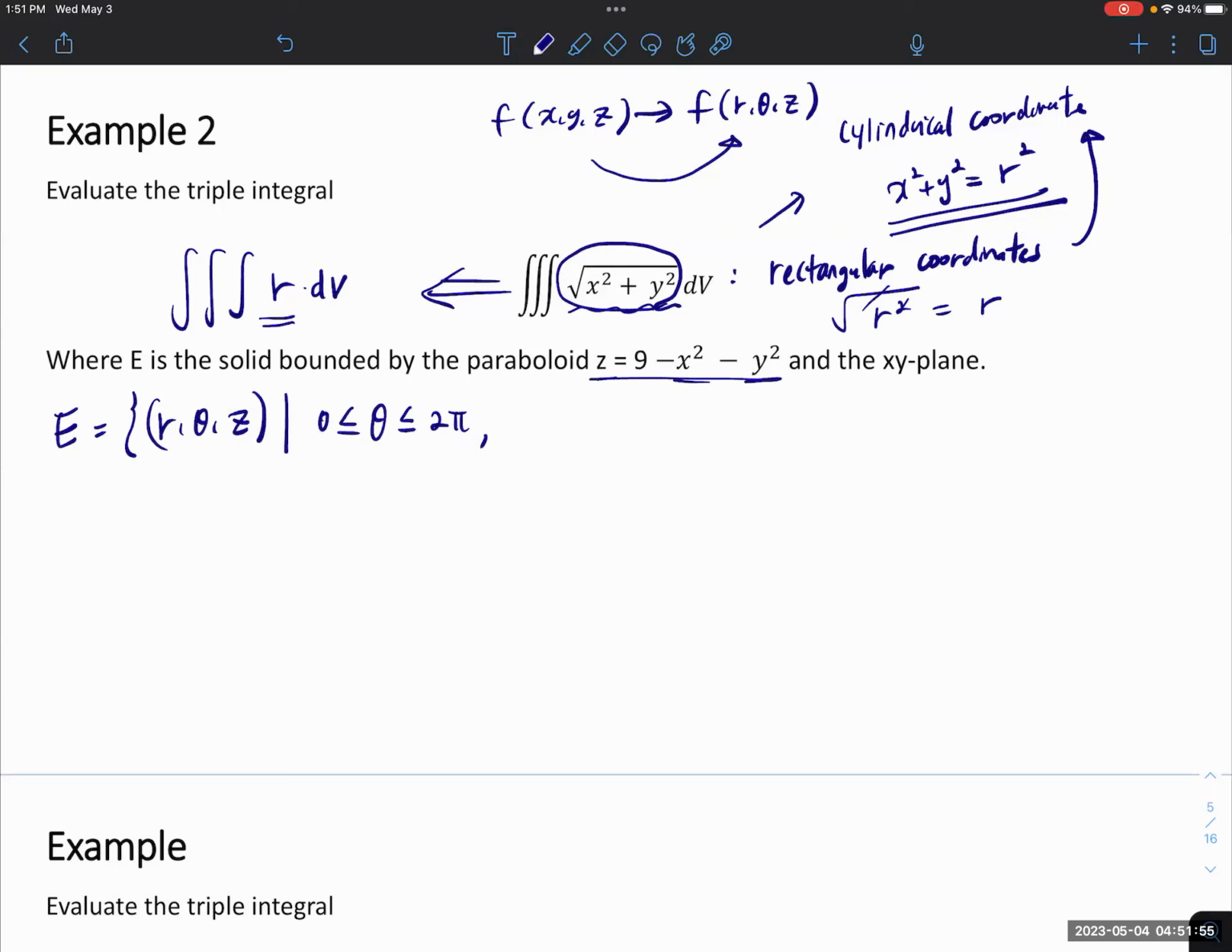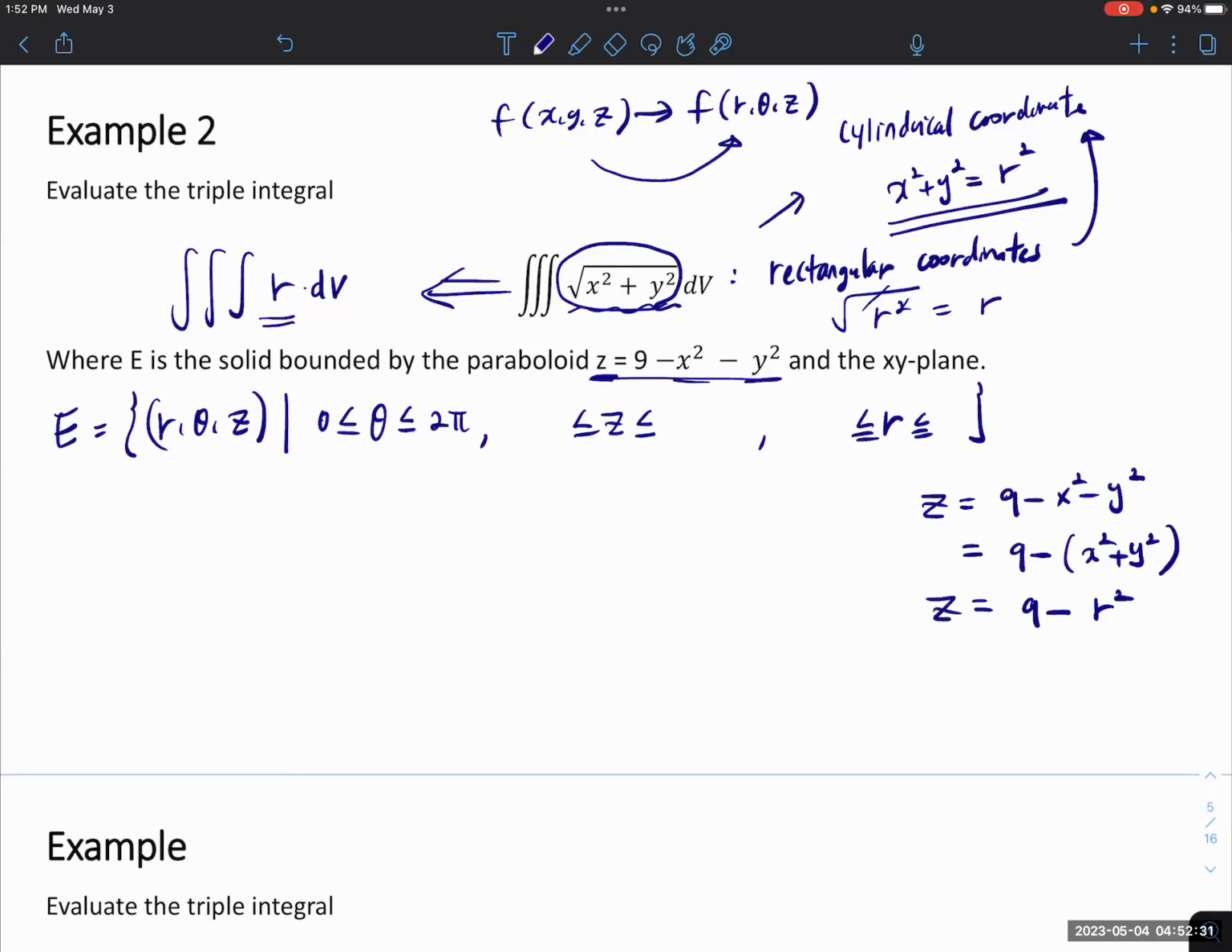you have to find out the z interval. You have to find out the r interval. So that's something we need to continue to think about. So let me think about it. So first of all, this is the z, right? And then you can think about it. z equal to 9 minus x squared minus y squared. That means if you factor out the negative, x squared plus y squared, 9 minus r squared. So this is your interval for z. z is going to be from 0 to 9 minus r squared. That's the z interval.